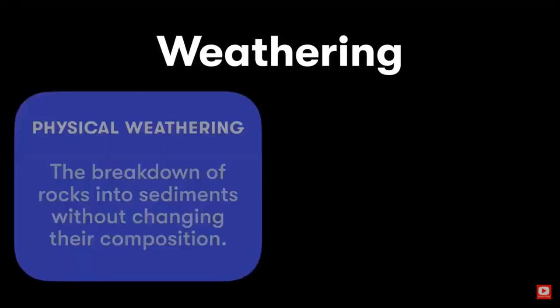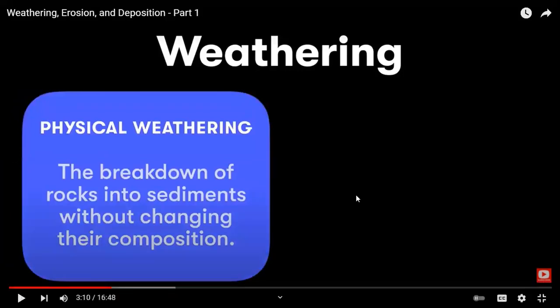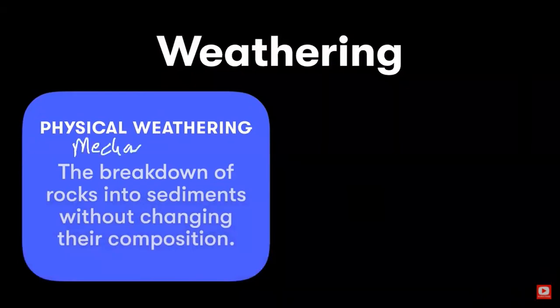And we're going to start by looking at the 2 main types of weathering. The first example we're going to look at is called physical weathering. Now, I just want to point out that physical weathering is also often known as mechanical weathering. Okay, so physical and mechanical are the same thing.